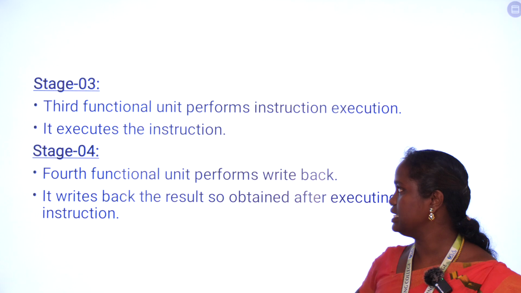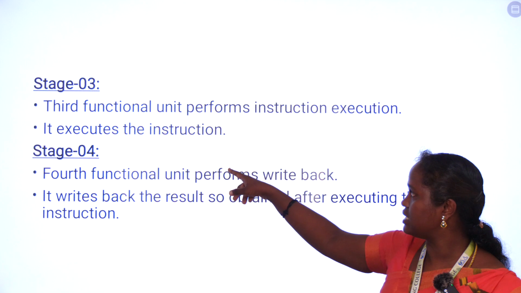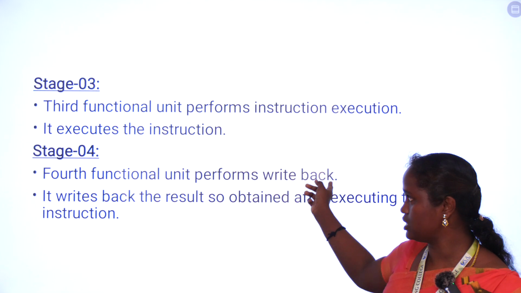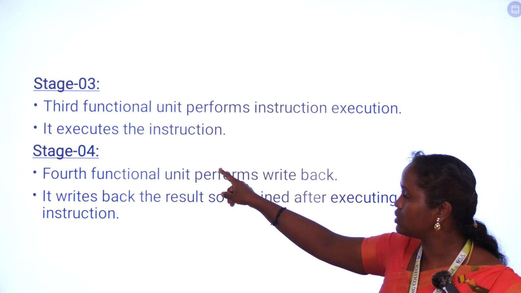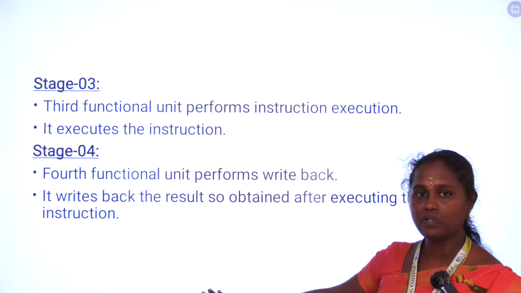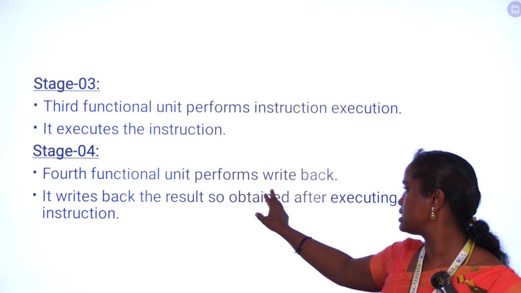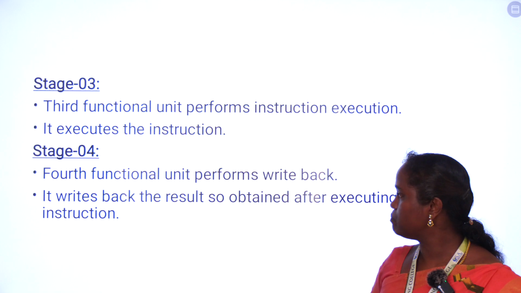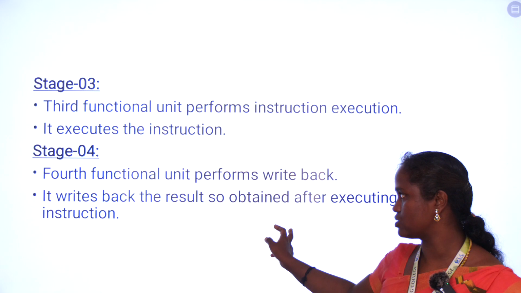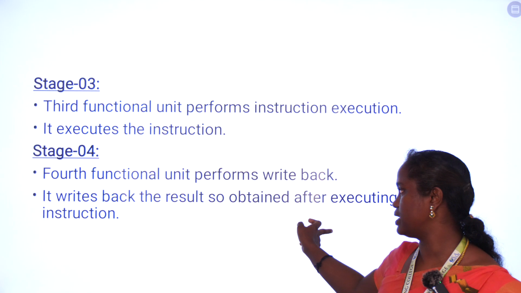Okay. And the next thing is stage 3. So in stage 3, the third functional unit performs instruction execution, and it executes the instruction. And next thing is stage 4. So during stage 4, the fourth functional unit performs write back. It writes back the result so obtained after executing the instruction. So this is what happens in the 4-stage pipeline.